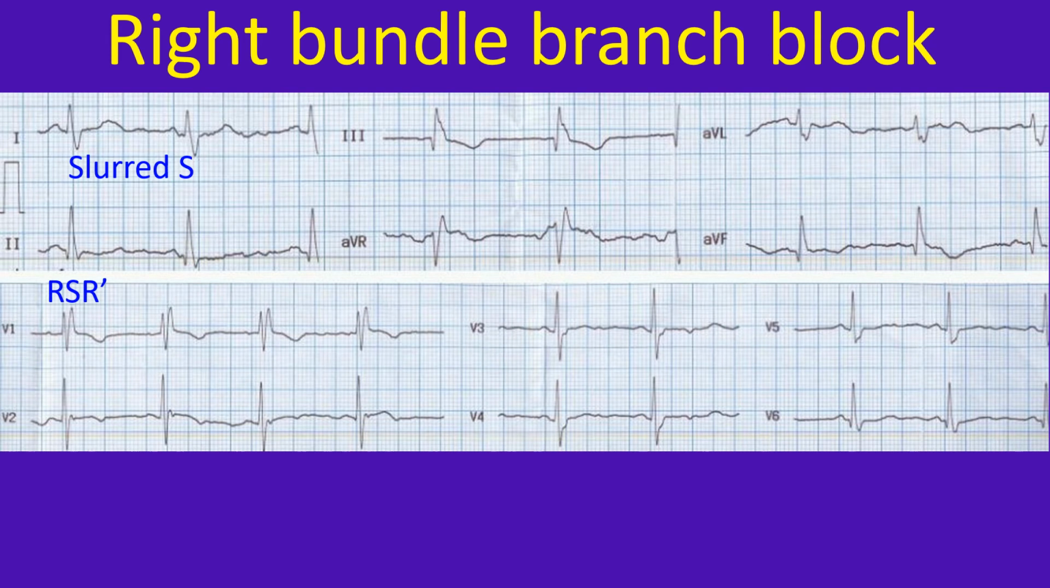ECG showing right bundle branch block with RSR prime pattern in V1 and slurred S waves in 1, AVL, V5 and V6. QRS duration is 120 milliseconds. Shallow T inversion is noted in anterior leads.